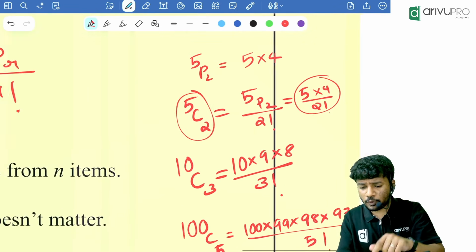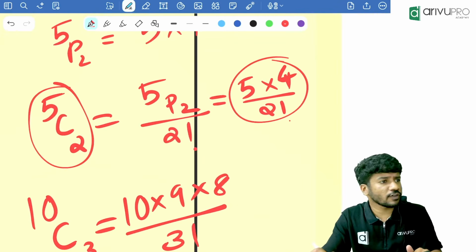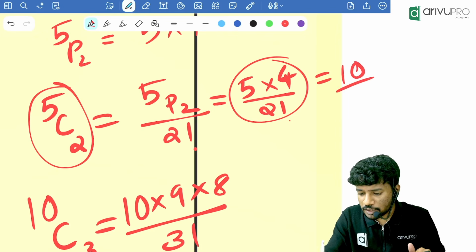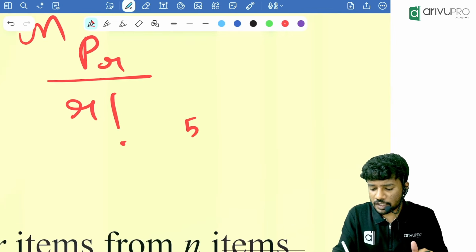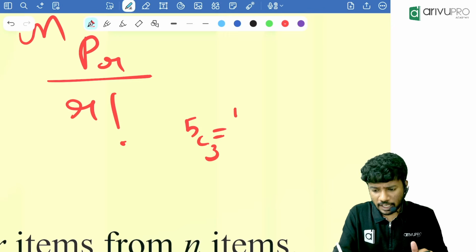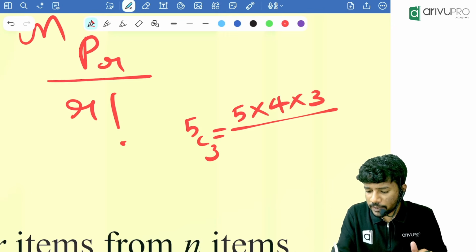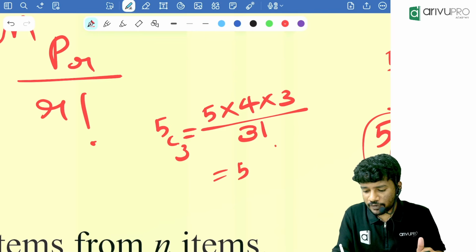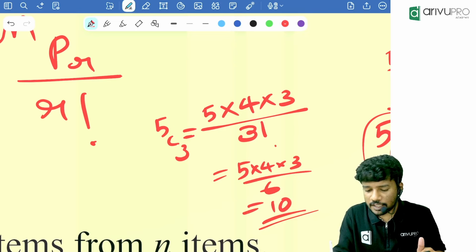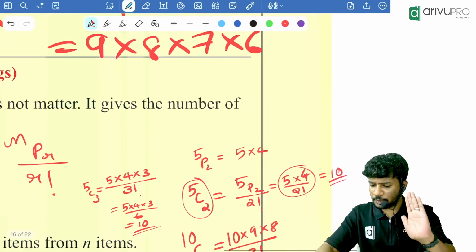Now we already found 5C2. How much is the value of 5C2? 5 into 4 divided by 2. That is 20 divided by 2, which is 10. Then I will ask you 5C3. How much is 5C3? Take your calculator. 5 into 4 into 3 divided by 3 factorial. That is 5 into 4 into 3 divided by 6, which is equal to 10. So 5C3 is equal to 5C2.